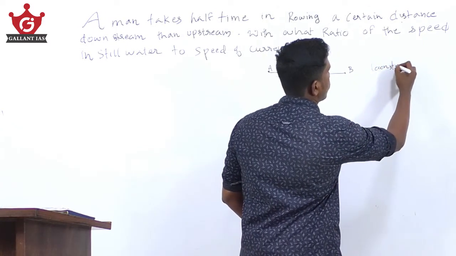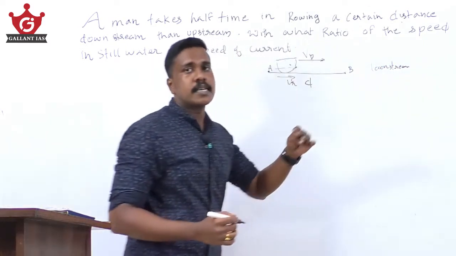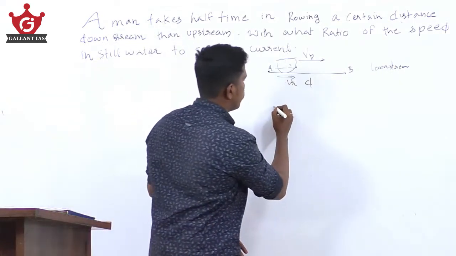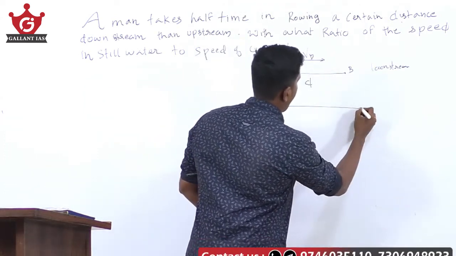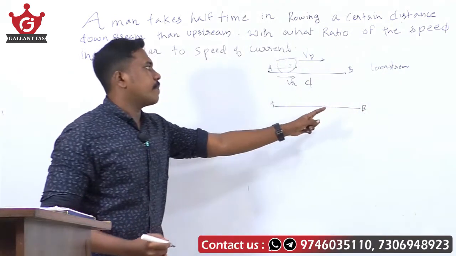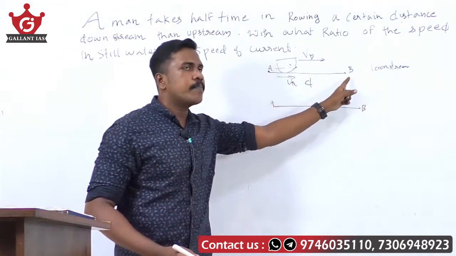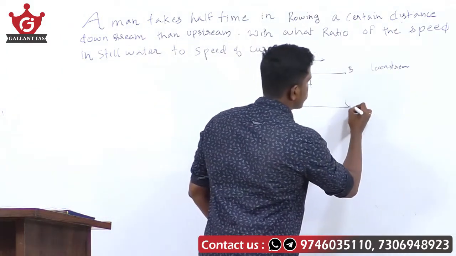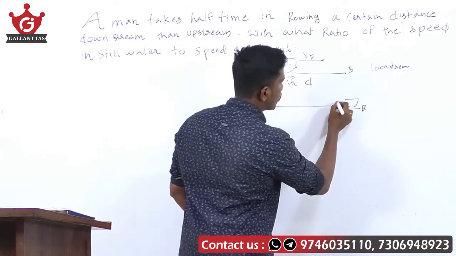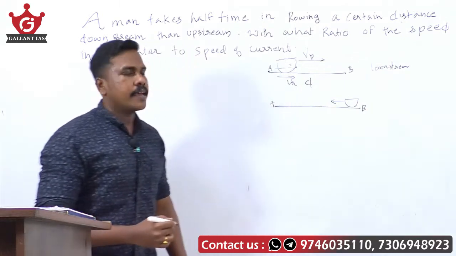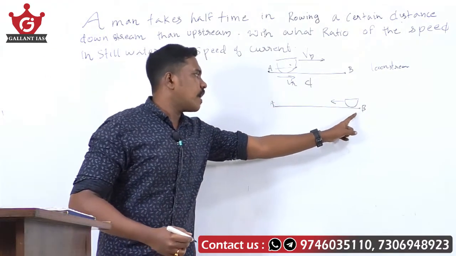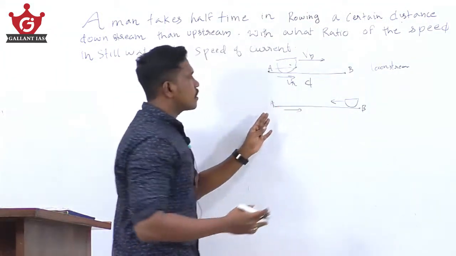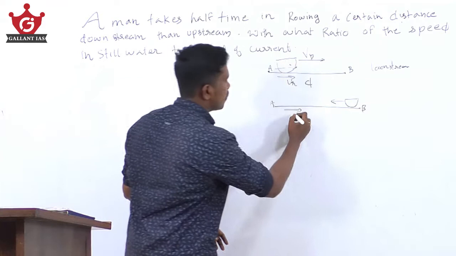Okay, downstream condition. Now let us discuss the upstream condition, just opposite to that of the downstream condition. Look here, two points A and B. So the boat reached point B and now the boat is coming back to point A, and the river is flowing from A to B.